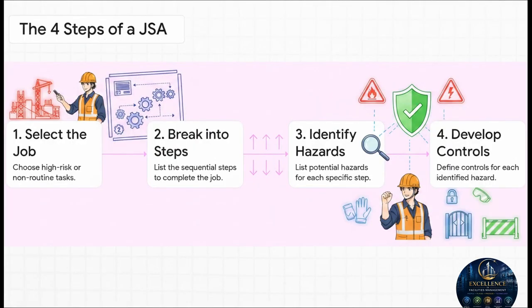Now, a job safety analysis, or JSA, and yet people use JHA and JSA pretty much interchangeably, is a really structured process. It's simple. You pick a job, usually a high-risk one, you break it down into easy-to-follow steps, then you figure out the hazards for each of those steps, and finally you come up with a specific control for every single one of those hazards. It's clear, it's tactical, and it's built for the field.